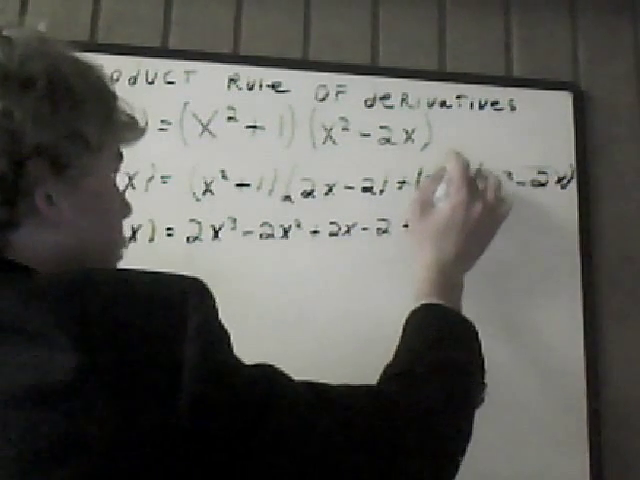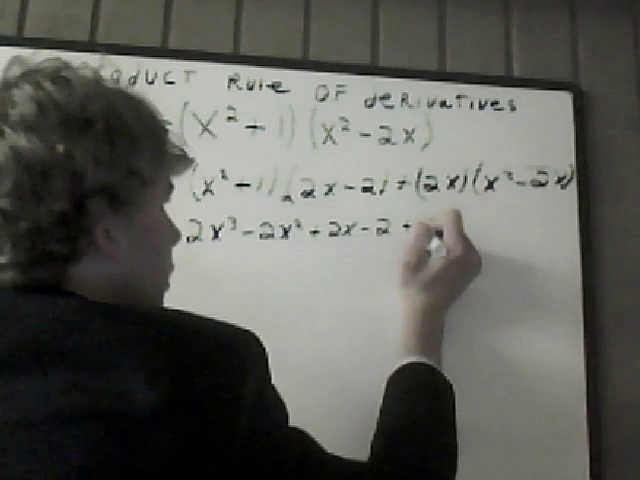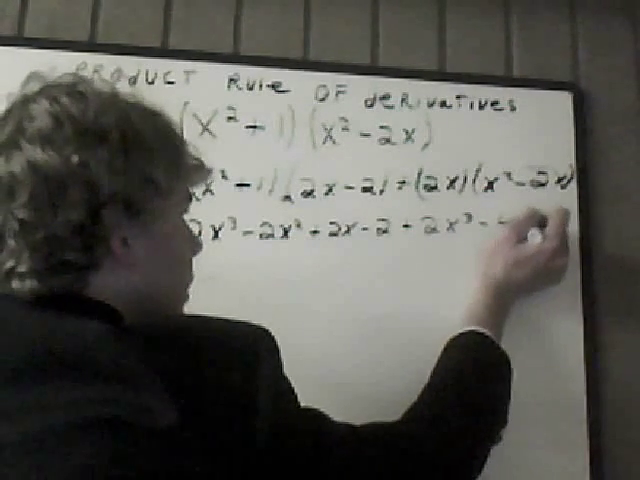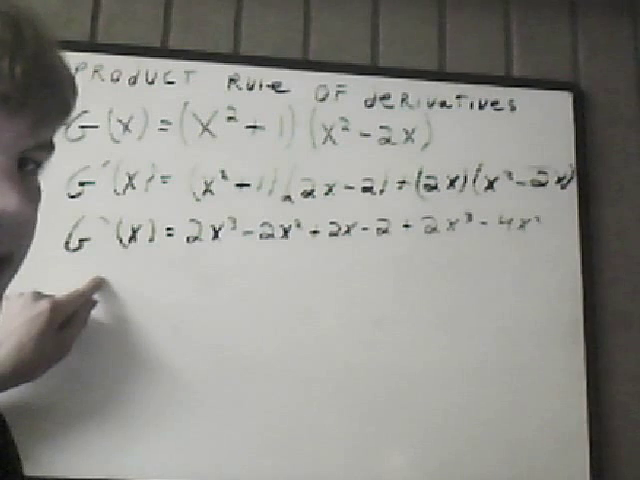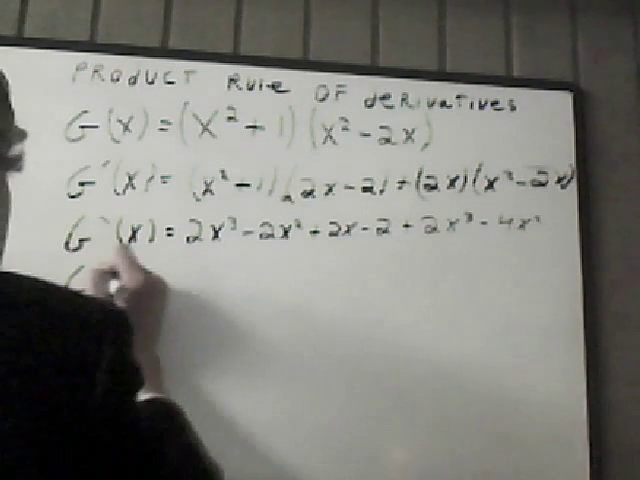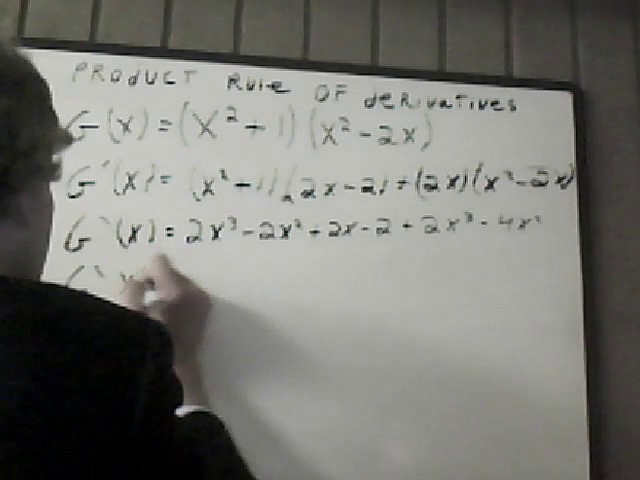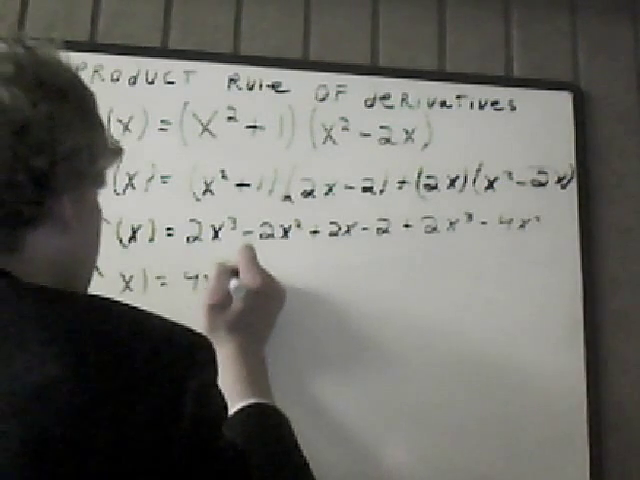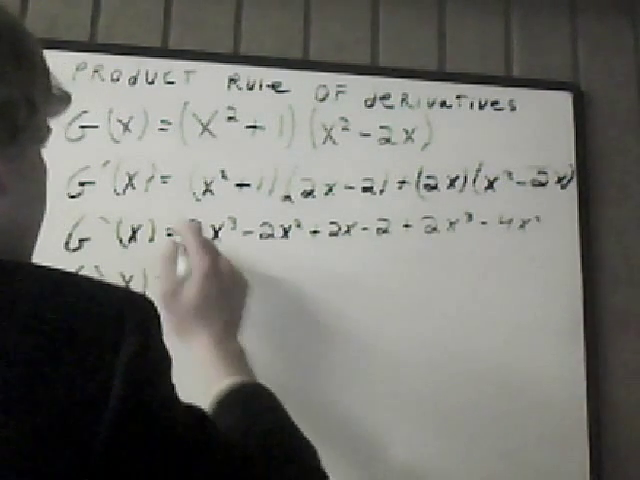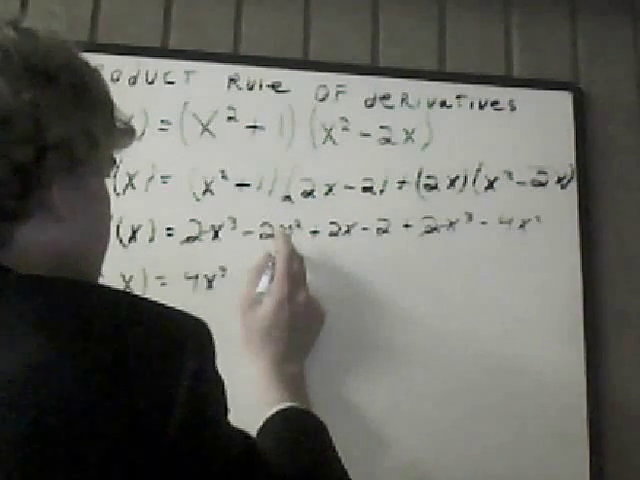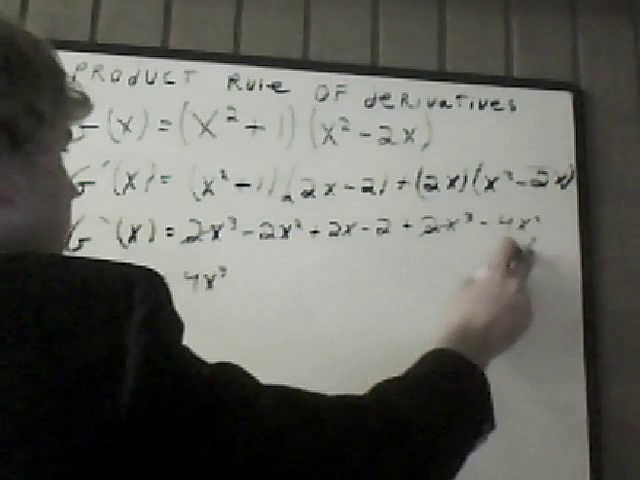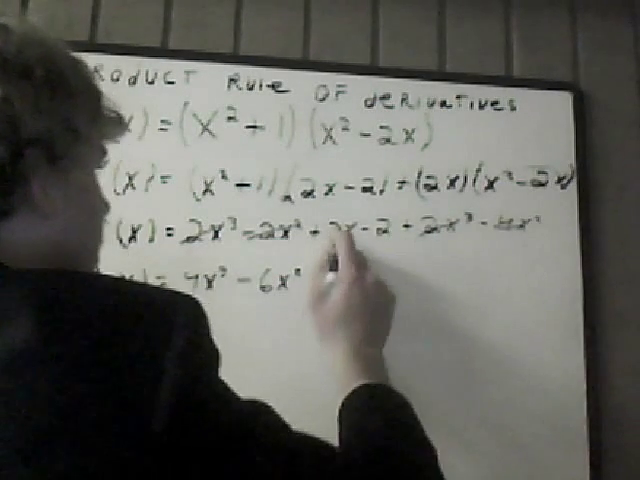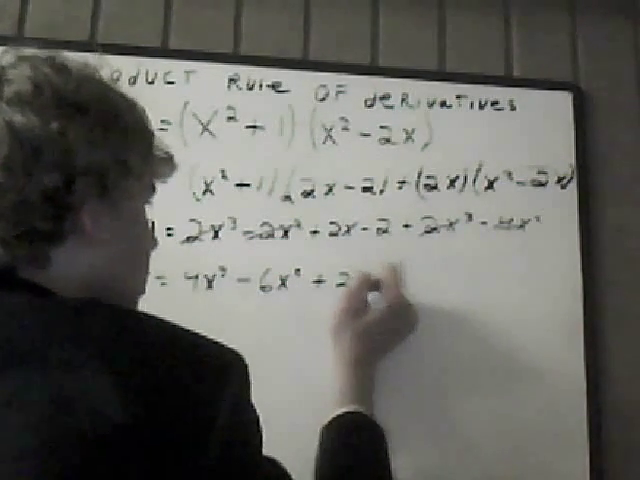And plus, now we just need to distribute the 2x through this bubble here. So 2x cubed minus 4x squared. So this can still be simplified further. So g prime of x equals, we're going to simplify our cubes first. So 4x cubed, we have 4x cubed. That gets rid of those. Now we're going to move on to the squares. So minus 6x squared plus 2x minus 2.